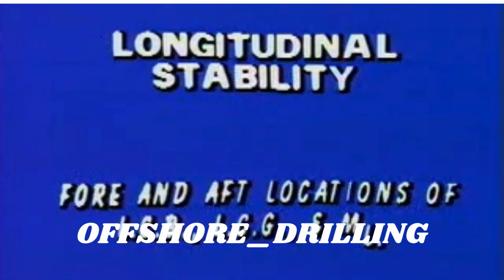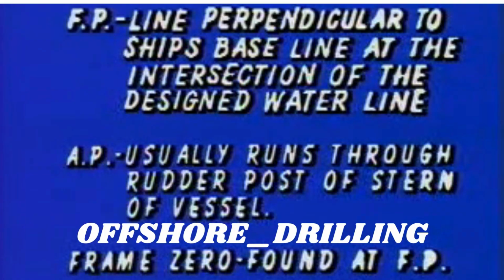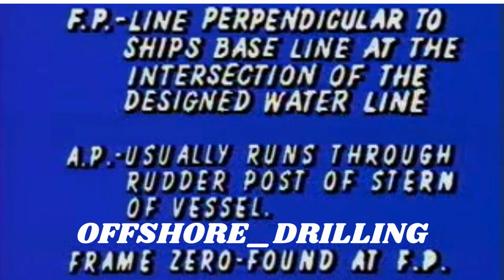Longitudinal stability is involved with the fore and aft locations of the center of buoyancy, LCB, and the center of gravity, LCG, and the metacenter, ML. The forward perpendicular is a line perpendicular to the baseline, intersecting the forward edge of the stem or bow at the designed waterline. The after perpendicular is found in the stern of the vessel. It usually passes through the rudder post. Frame number 0 is usually found at the forward perpendicular.